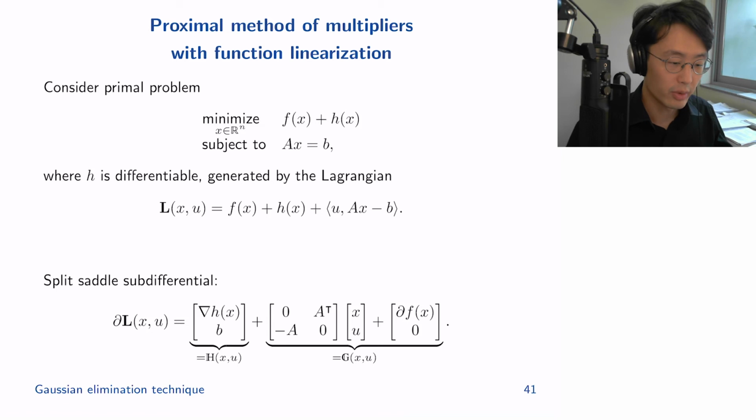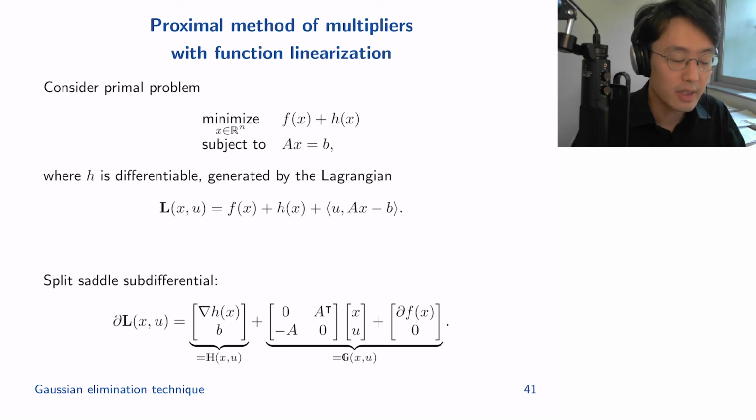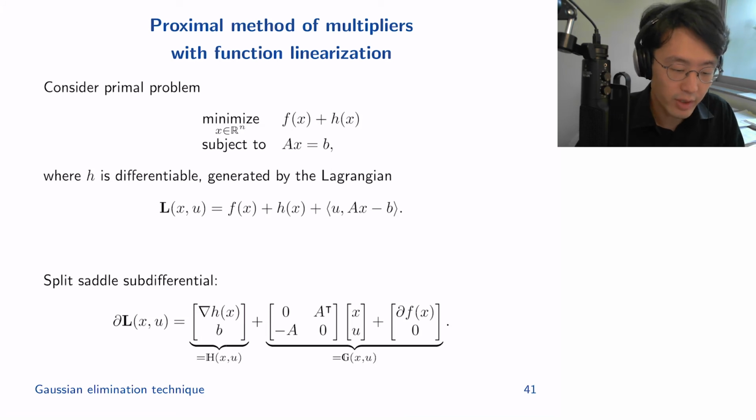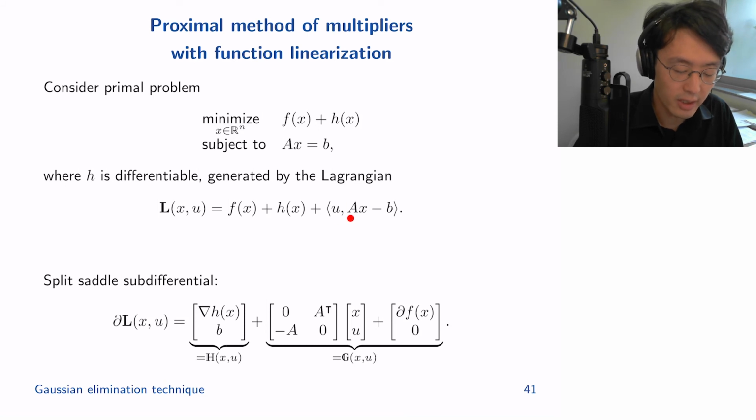The primal problem that we'll consider is minimize f of x plus h of x, where the function f is assumed to be CCP, h is CCP, but furthermore h is differentiable. And this optimization problem is subject to the linear equality constraint Ax equals b. This primal problem is generated by this Lagrangian, where we have f of x plus h of x, and then an inner product term between the dual variable u and the constraint Ax minus b.